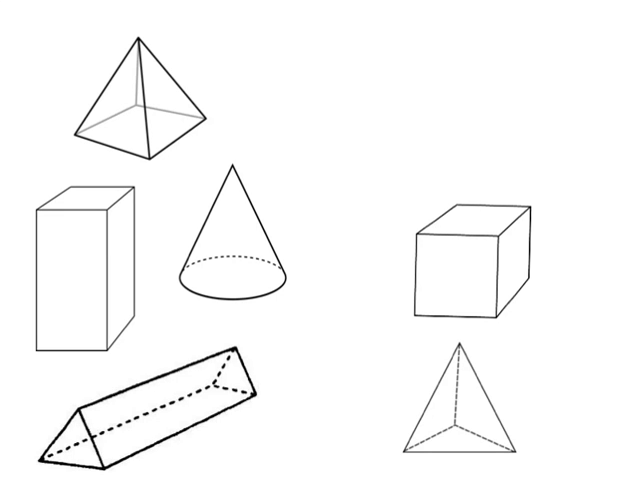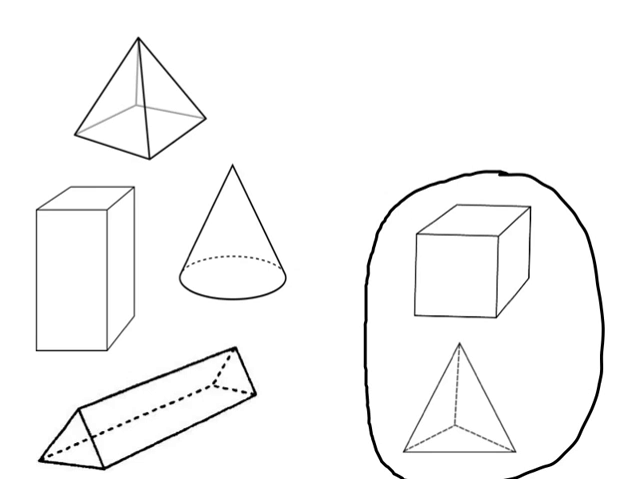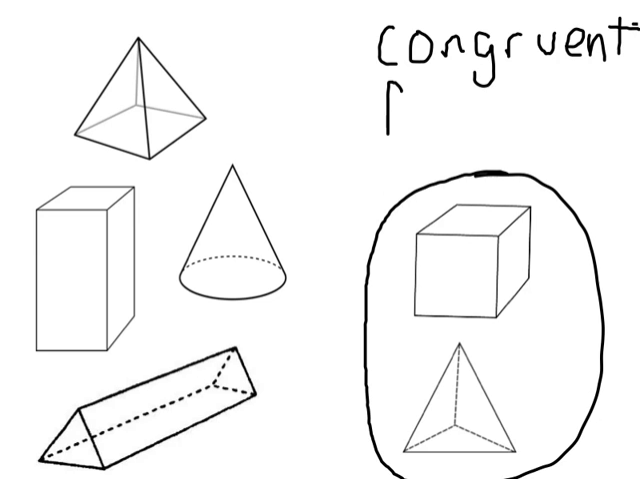Can you think of what these two objects have in common that the other 4 objects on this side of the screen don't? You can pause the video to think about it for a moment. These two objects that were just circled have congruent faces. And congruent faces means that all the faces are exactly the same shape and the same size.